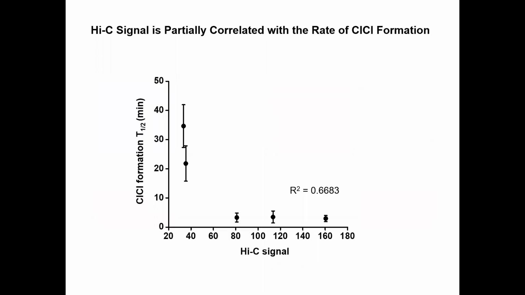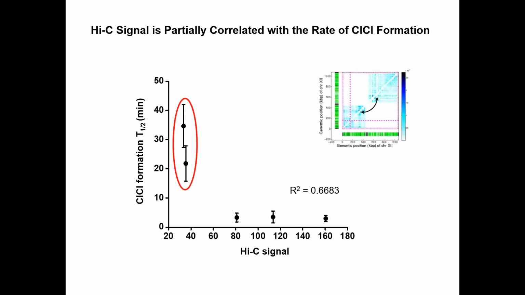And finally, the halftime of the interaction formation. So you can see that in these 2 cases with very low Hi-C signal, the formation time of CC is actually almost 1 order of magnitude higher than these cases. So overall, one of them is actually this case. So even though they can come together, it takes forever for them to come together.